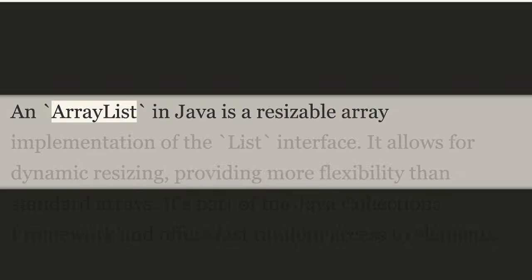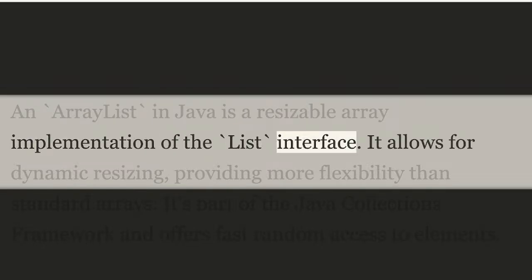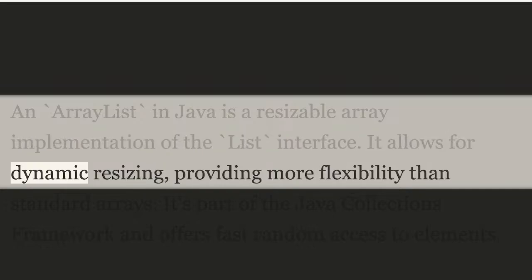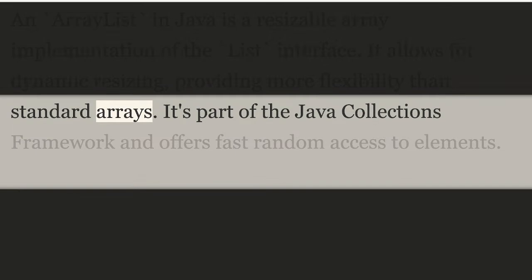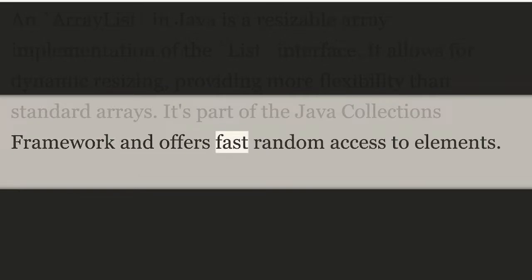What is an array list? An array list in Java is a resizable array implementation of the list interface. It allows for dynamic resizing, providing more flexibility than standard arrays. It's part of the Java Collections framework and offers fast random access to elements.